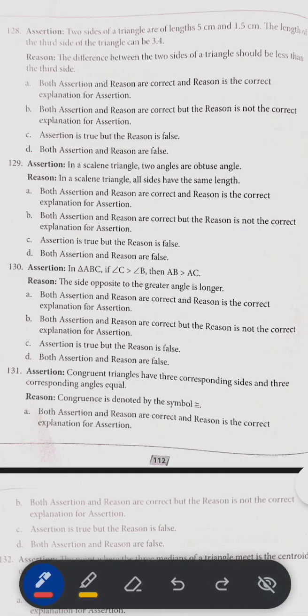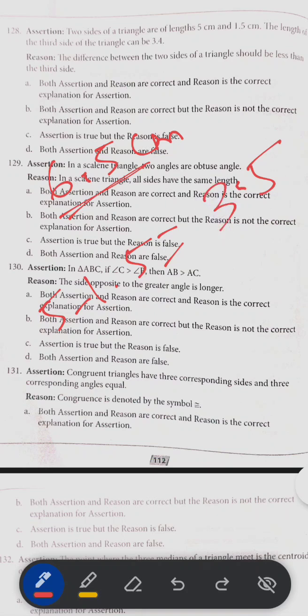Question number 128. Two sides of a triangle are of length 5 centimeter and 1.5 centimeter. The length of the third side of the triangle can be 3.4. Their sum is equal to 6.5, so the third side should be less than 6.5 centimeter. Yes, that is correct, 3.4. And their difference is 5 minus 1.5, that is equal to 3.5. Their difference should be smaller than the third side, and here the given third side is 3.4, which is smaller. So this is not possible.